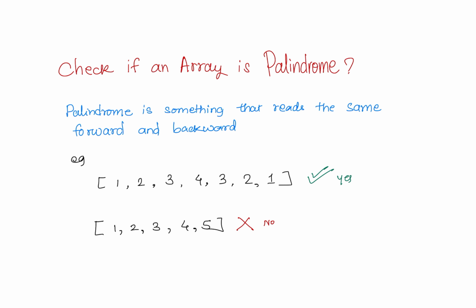For example, my array is 1, 2, 3, 4, 3, 2, 1. If I read it forward or backward, the numbers are the same. Now take another array, 1, 2, 3, 4, 5. This is not a palindrome. Let's check how we can solve it.